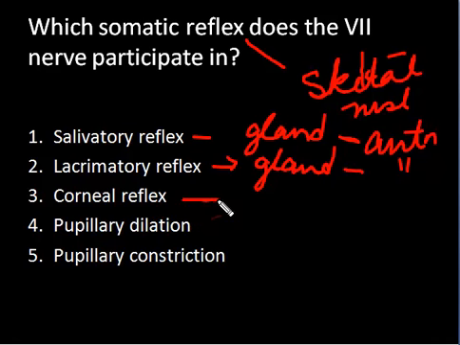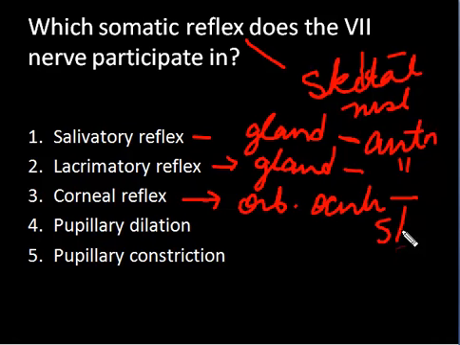Let's look at the corneal reflex. The corneal reflex is one where you take a wisp of cotton and you touch the cornea and the person blinks. So the blinking is done because of the orbicularis oculi muscle, which is a skeletal muscle, and this muscle is a muscle of facial expression, so it is innervated by the seventh cranial nerve. So you can see here it's very important to remember some of your muscular system also.